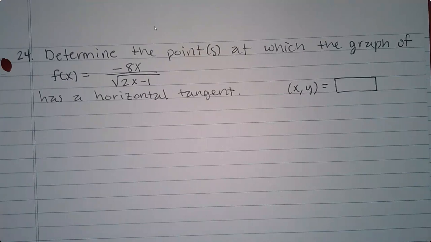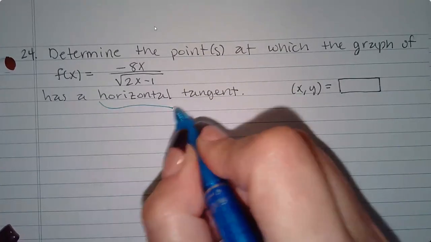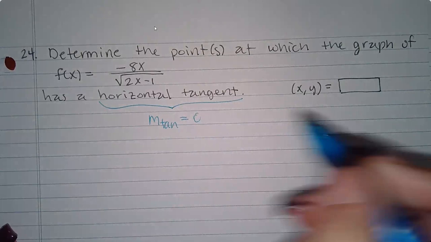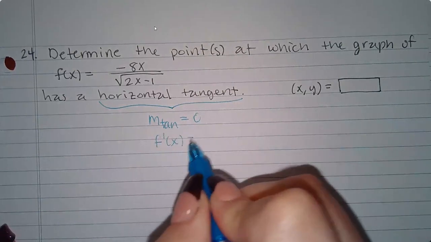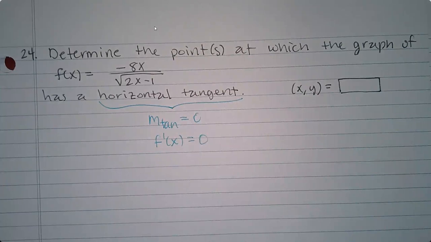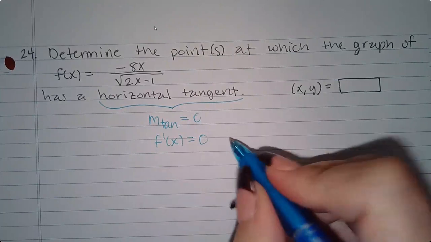And it says, determine the points at which the graph of this function has a horizontal tangent. Okay. So we know that if you're talking about a horizontal tangent line, well, that means that the slope of the tangent line is flat. So the slope of the tangent line is what? Zero. And so if we want to find m tan, the slope of the tangent line, that's f prime. We just need to figure out how would I make it zero, okay? So this part means m tan equals zero. And I know that m tan is the same thing as f prime. And that's how you find it, right? So essentially what I want to do is set f prime equal to zero and solve for x.